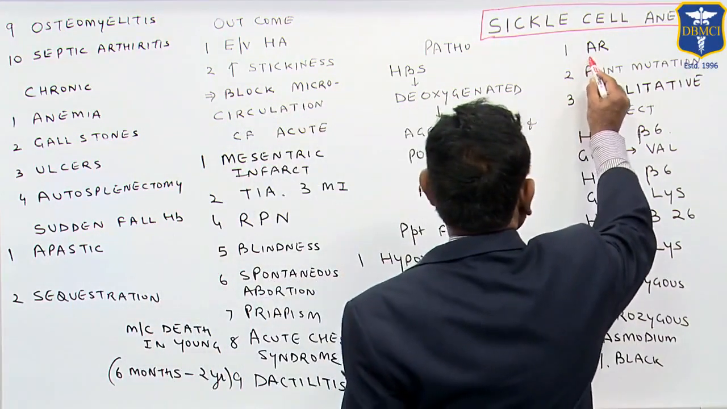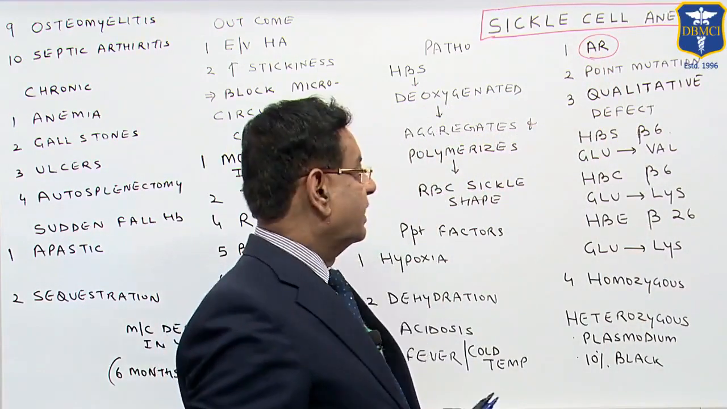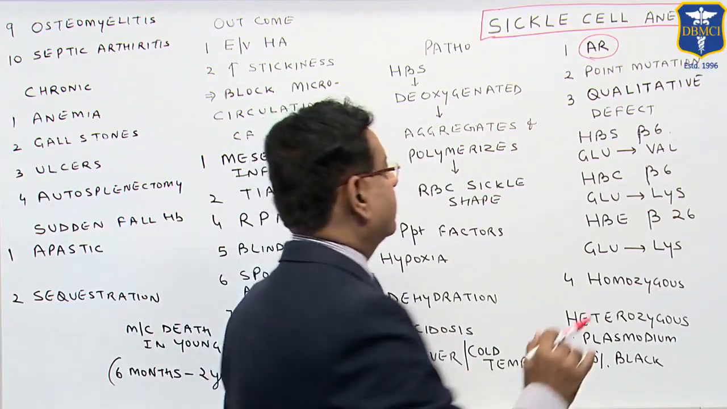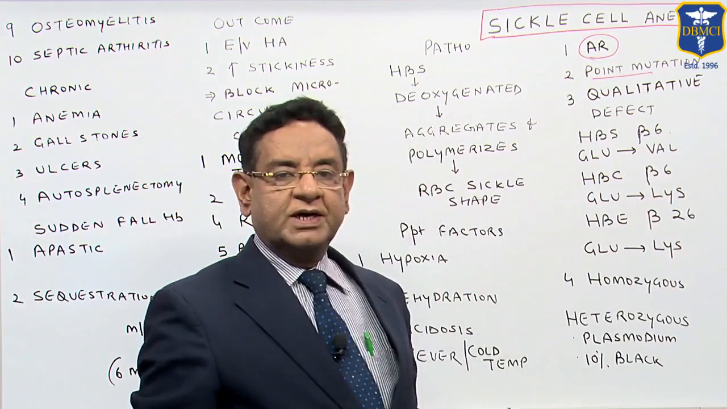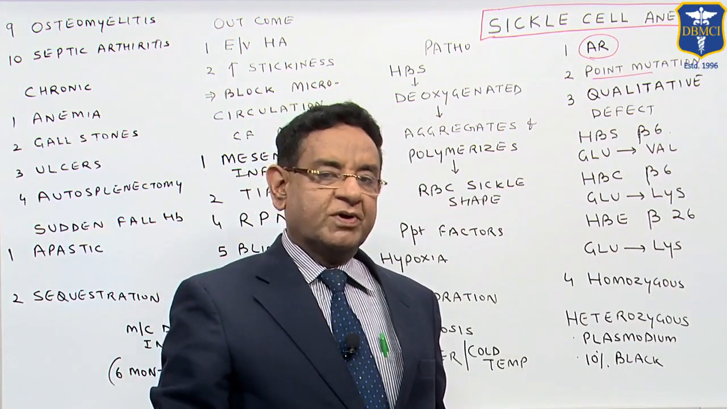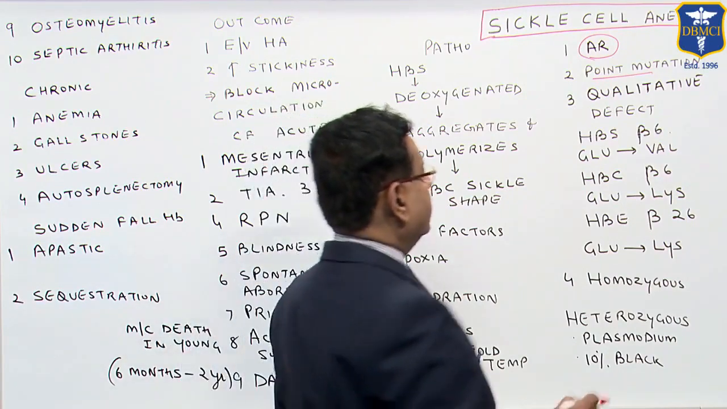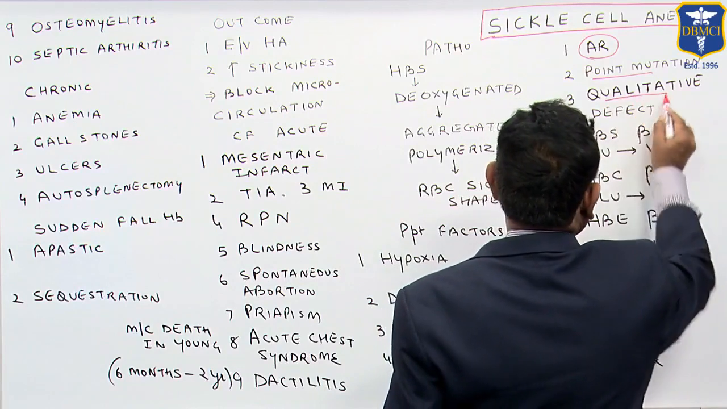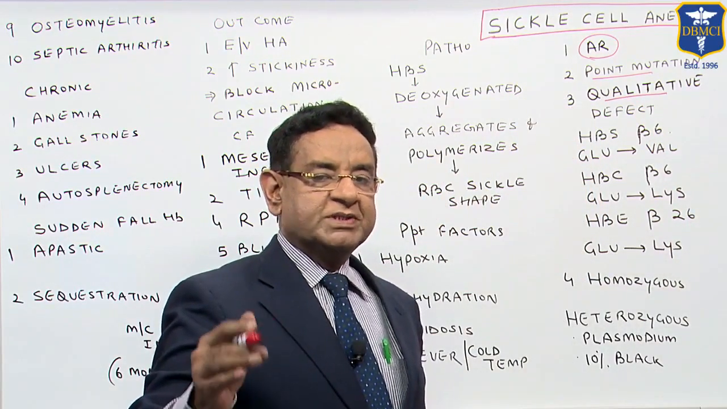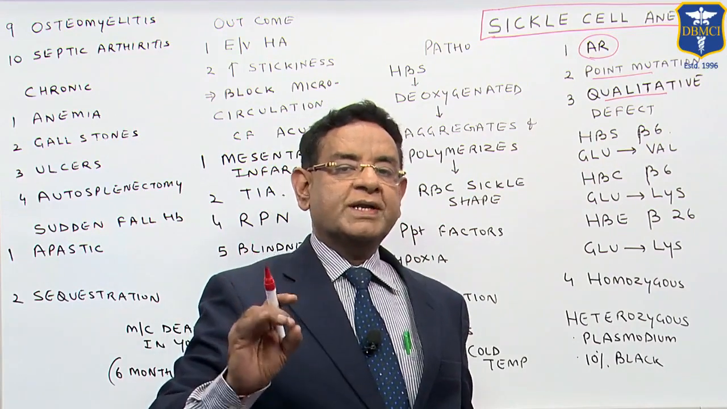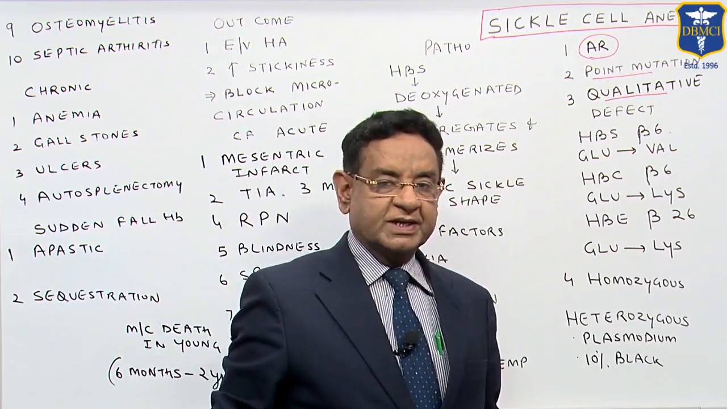It is an autosomal recessive disorder, and the basic problem is a point mutation in the gene which is responsible for globin chain synthesis, and it is a qualitative defect. Remember, in thalassemia also there is a problem of globin chain synthesis, but that is quantitative, and here it is a qualitative defect.